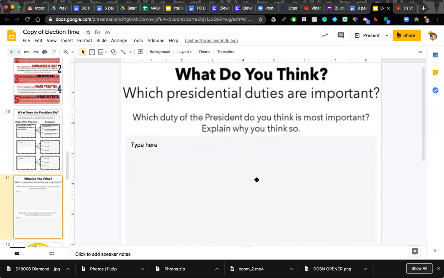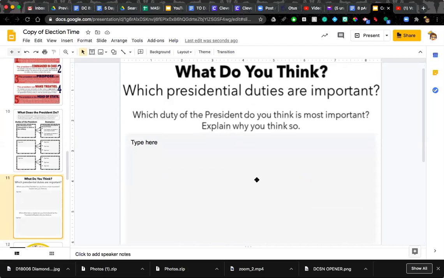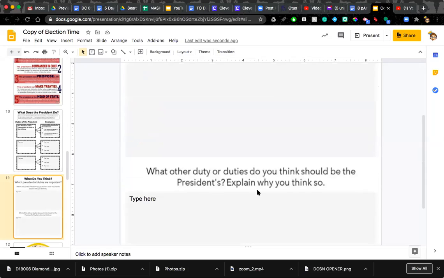And then the next slide is, and again, I want you to be detailed and thorough on these, like 3 to 5 sentences. Which duty of the president do you think is the most important, and explain why? So look back, all those different things the president can do, which one is the most important? And what other duty or duties do you think should be the president's? And you need to think of something. What else do you think the president could or should do? And explain why you think so.